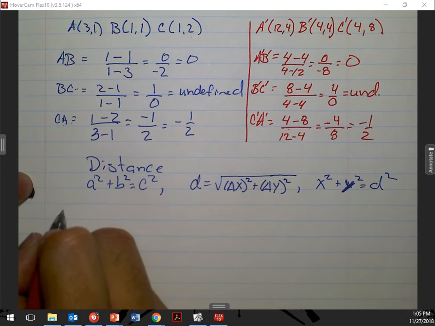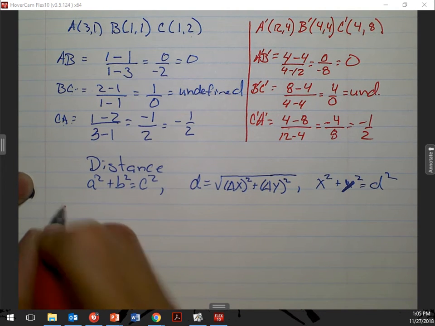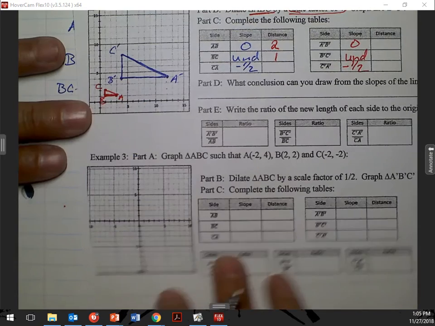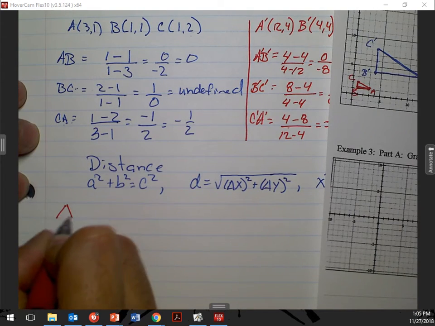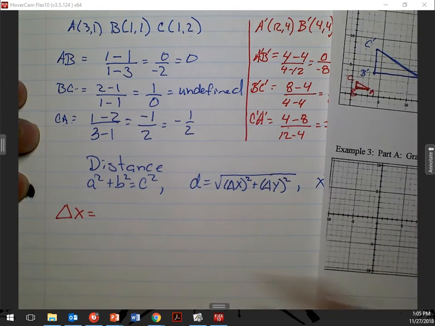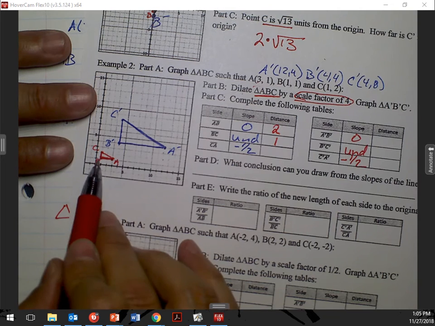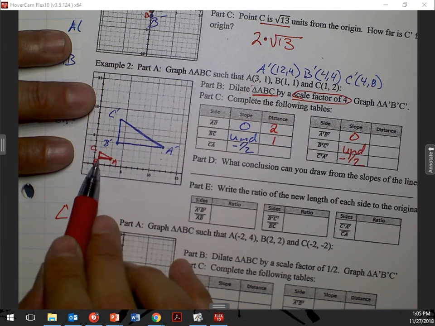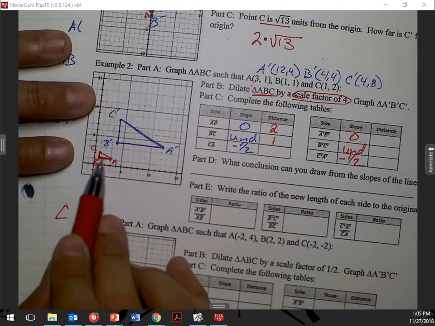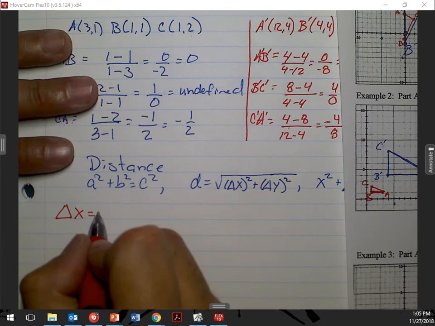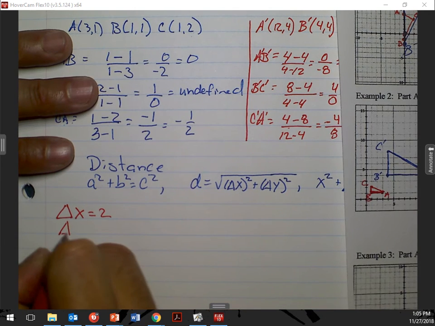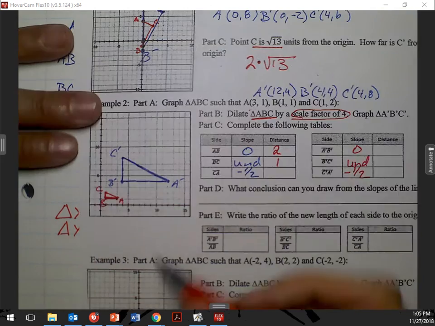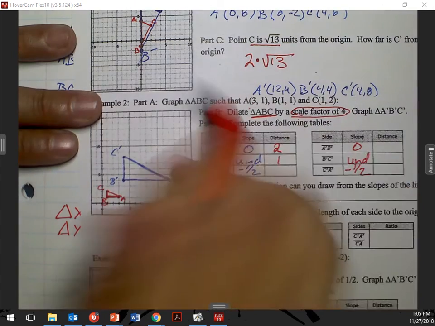So, if I have this, it's going to be delta x, in between these 2 points right here, from C to A. How far is it going left and right? 2. 2, okay. Delta y. How far is it going up and down? 1.